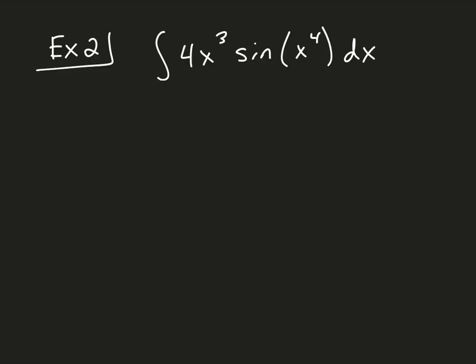All right, so example 2. Suppose we have the integral of 4x cubed sine of x to the 4th dx. Trying to pick a u, we notice that we have a composition of functions with x to the 4th on the interior. X to the 4th is also the highest power in the integrand. And if we take the derivative of x to the 4th, we get 4x to the 3rd, which we can see in front of the sine function. So my u is x to the 4th. Taking the derivative of each side, we have du equals 4x to the 3rd dx.